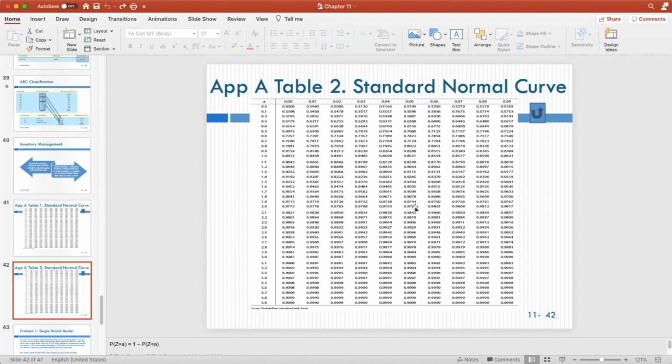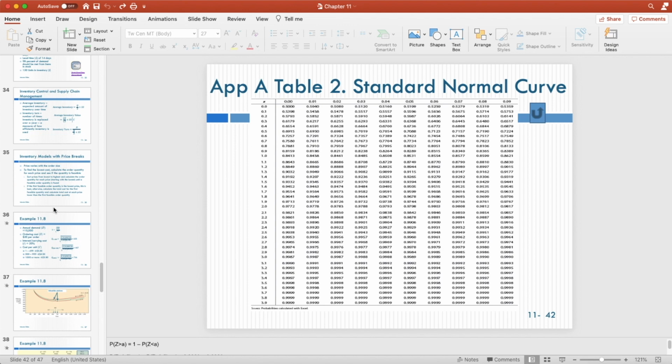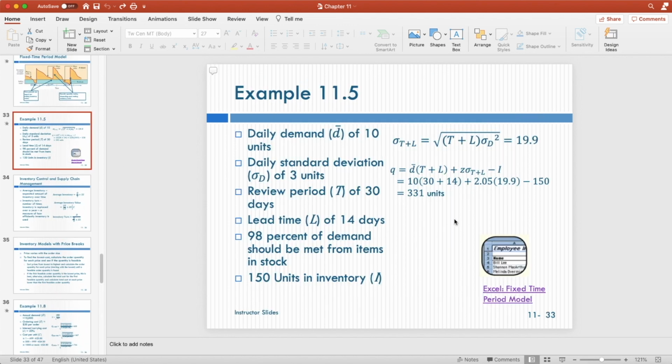You see, this is 2.0. You see, this is 0.9798, right? This is close enough to 0.98, right? If you look at the corresponding row and column, it should correspond to 2.05. So that's why here I think it should be 2.05. All right, you see, 2.05. So 2.05 times the sigma T plus L.